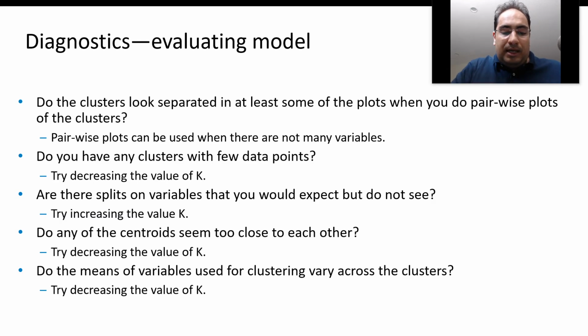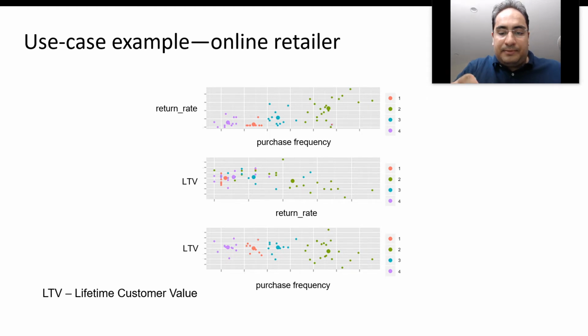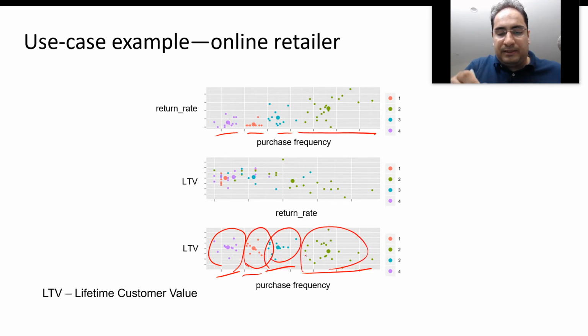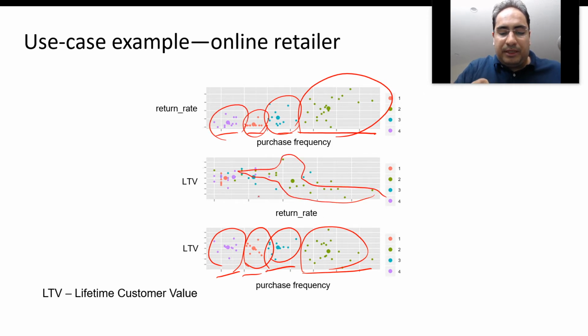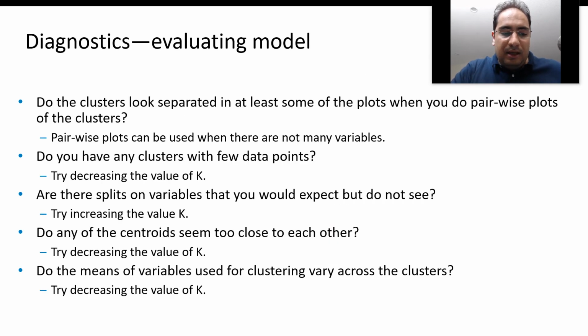These diagrams help you see if these categories are separated in at least some of the plots. We could see that these clusters, these groups, are perfectly separated in at least 2 of the 3. Here it is kind of, but not perfectly. So that's one thing that you want to take a look at.